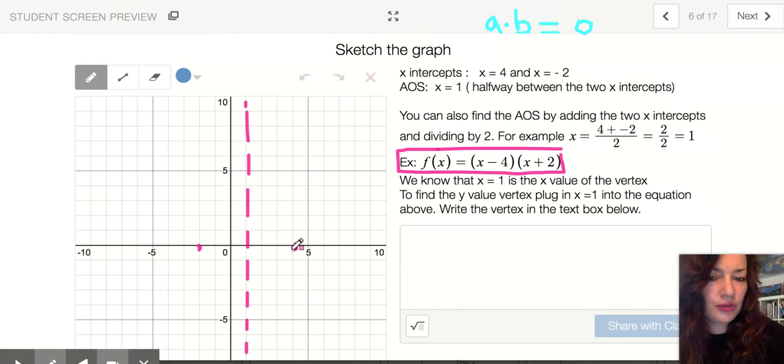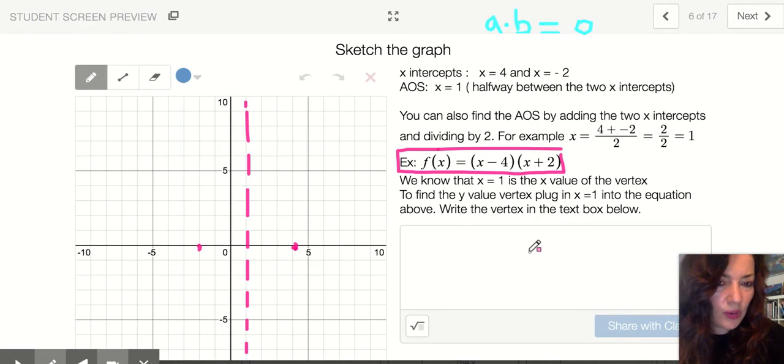Another way you can do it is instead of counting the points in between, you can just take the average of the two x-intercepts. In other words, just add the two x-intercepts together and divide by 2. So if I add the two intercepts, I would get 4 plus -2 is just 2, divided by 2 is 1. So that is another way of getting the axis of symmetry.